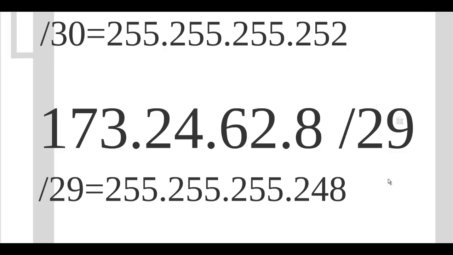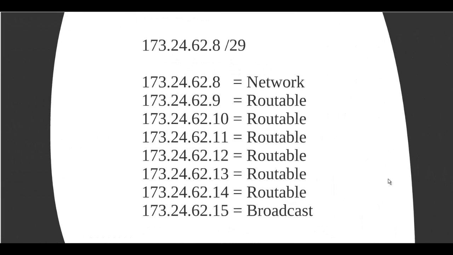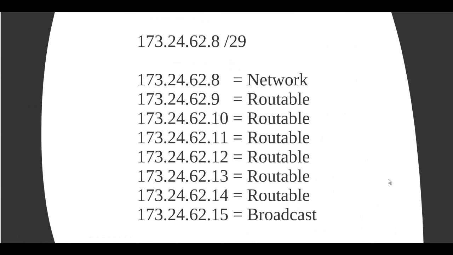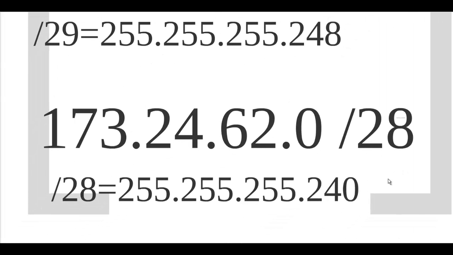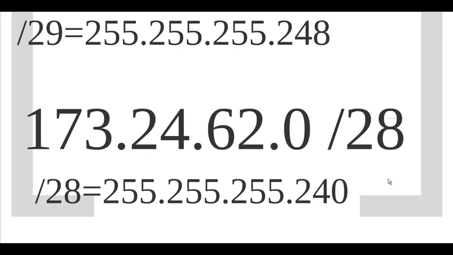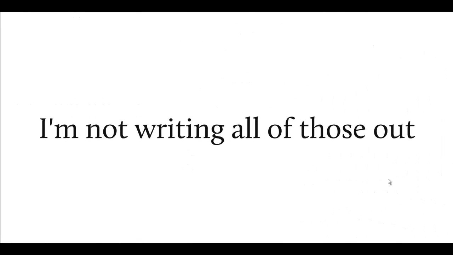In this IP address here, 173.2.462.8/29, notice the subnet 255.255.255.248 is equivalent to that /29. That IP address and subnet breakdown gives me a total of 8 addresses for the entire network. And they are as follows: 8 through 15, the first one being the network, the last being the broadcast, and anything in the middle being a routable or usable IP address. And the last one, I'm just showing off, and we could do this all day, is the /28, which gives me a subnet of 255.255.255.240, a total of 16 IP addresses, and I'm just not going to write all those out because that's just a pain.